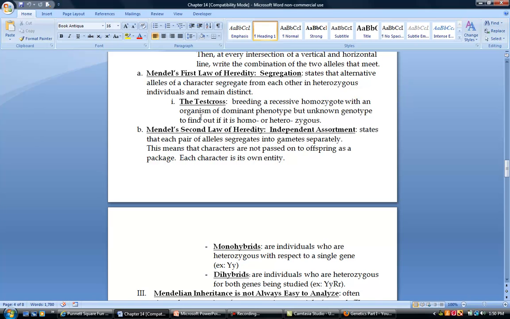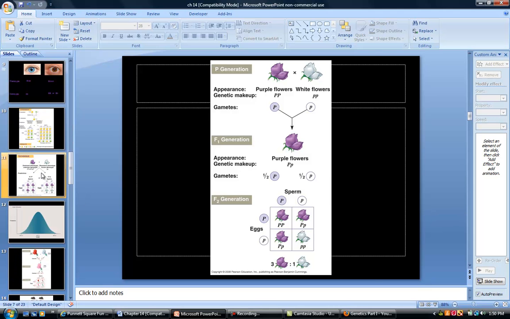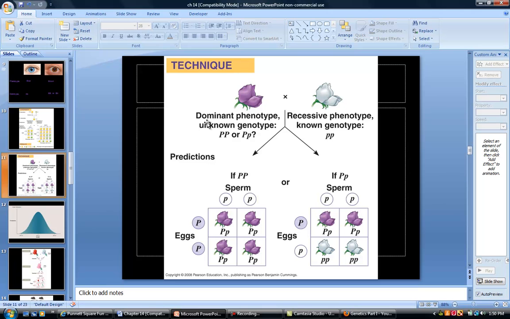Now, underneath here I've written something called a test cross. A test cross is something that you can do if you're unsure about the genotype of an individual. Right here we've got a purple flower, and we don't know if that purple flower is big P, big P, or if it's big P, little p. So a test cross is a way of testing it to figure it out. Anytime you do that, you're crossing something with a dominant phenotype, but you don't know the genotype. Like someone with brown eyes, you don't know if they're big B, big B, or big B, little b.